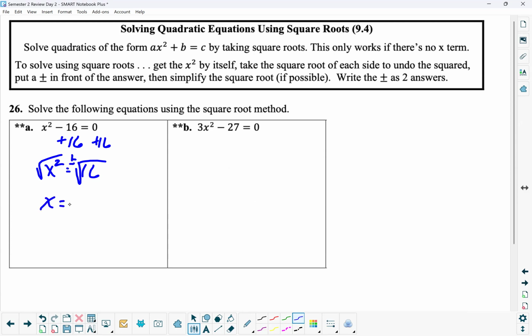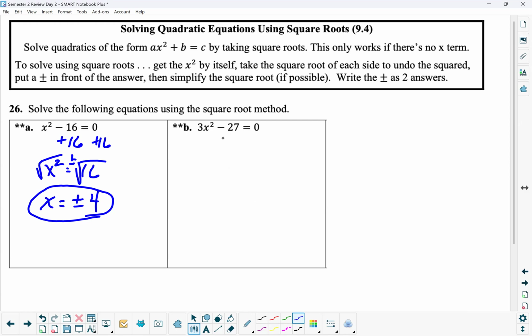The square root of x squared is x. 16 is a perfect square. The square root of 16 is 4, so I get plus or minus 4. So I have two solutions, positive 4 and negative 4.